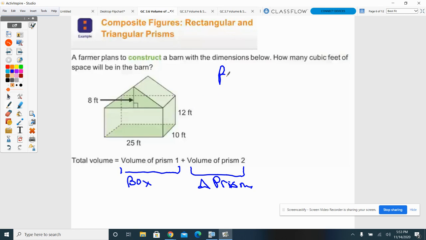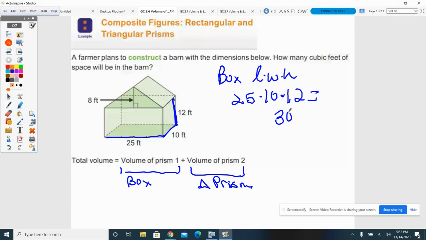The bottom, or the box, is length times width times height. So that's going to be 25 times 10, and then the height might be tricky. It's not that bad at all. It's just 12. So 25 times 10 times 12. Type that in your calculator, and you get 3,000. That's pretty big.